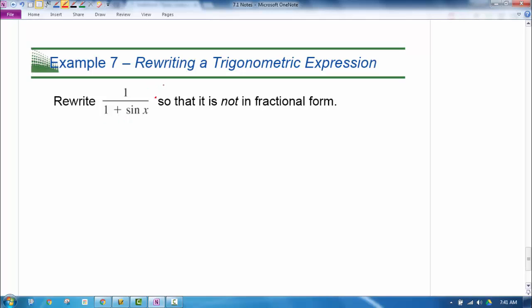This is a little confusing, but to do this, we're going to multiply, kind of like we did with complex numbers, by what we would call the conjugate, where you just change the sign in the middle. So it's 1 minus sine of x times the top and the bottom. This gives you 1 minus sine of x over, and then when you FOIL the bottom now, the middle terms are going to cancel. So you just get the first, which is 1 times 1, and the last, which is negative sine squared of x.